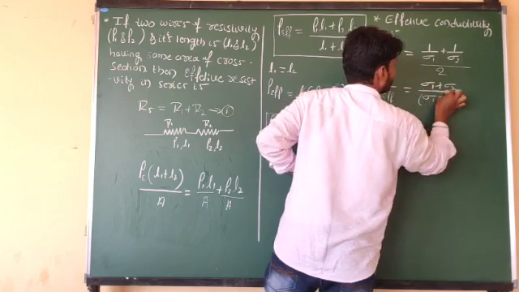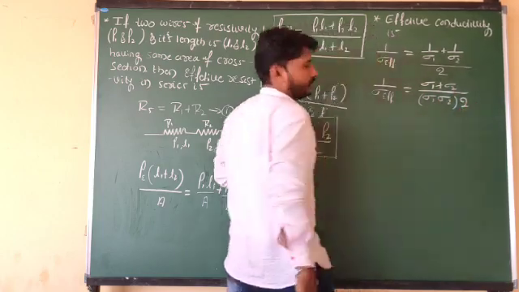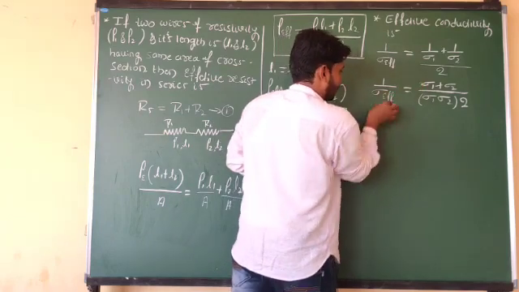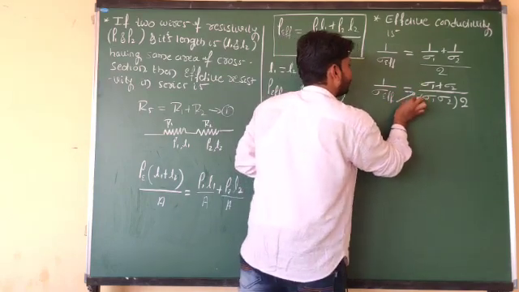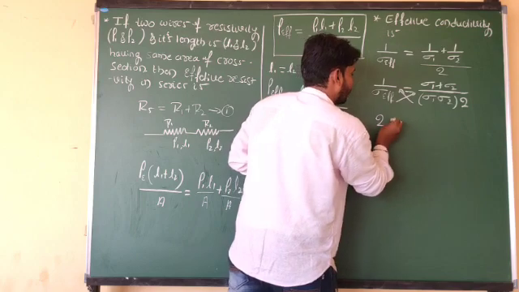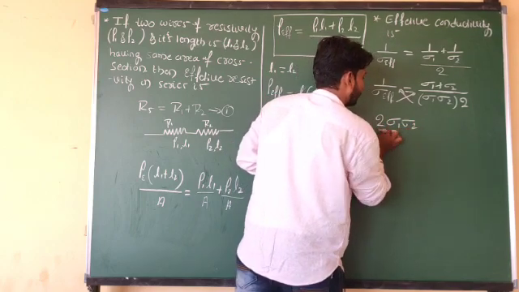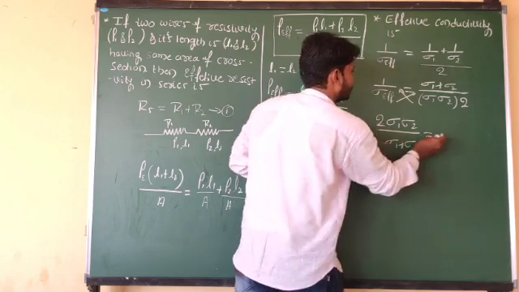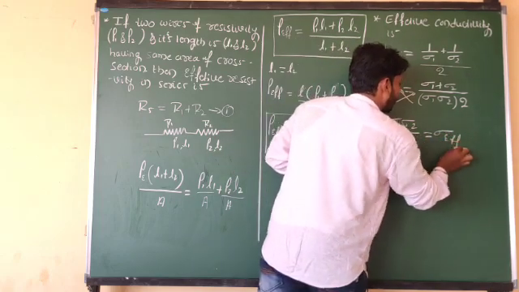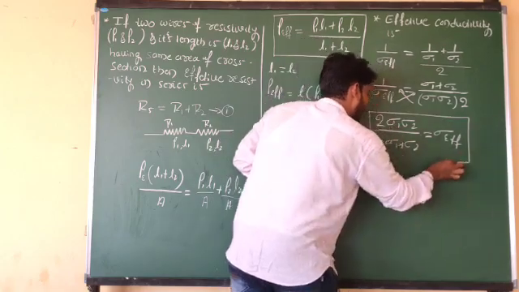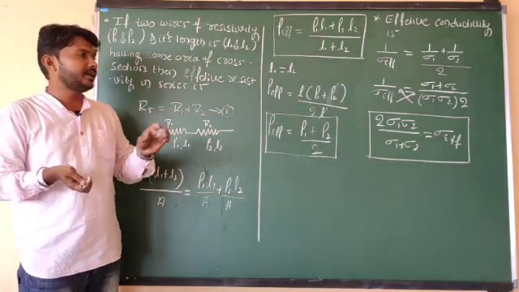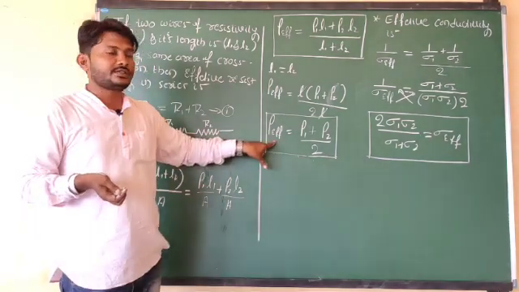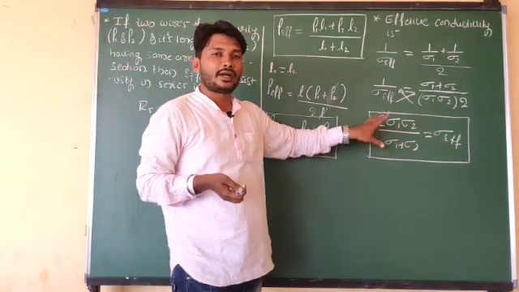So in the denominator, a 2 term is there, so I will take it as 2 here. Now 1 by conductivity is nothing but this one, so rearrange this one: 2 times sigma 1 into sigma 2 divided by sigma 1 plus sigma 2. So this is about effective conductivity when two wires are connected in series combination. Look at here, when two wires are connected in series combination, this is effective resistivity and this is effective conductivity.